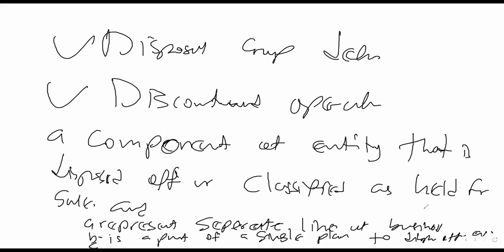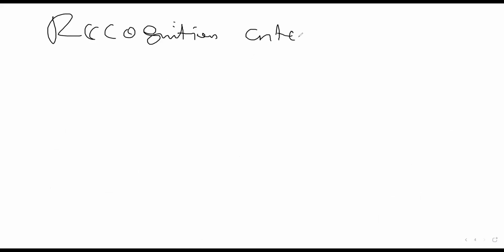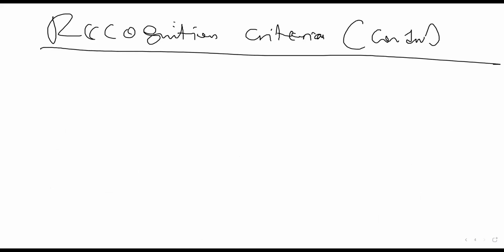So can I go to the recognition criteria? That's the conditions. Recognition criteria, in brackets, the conditions. What are the conditions? But before I go to the conditions, for Part 3 too, I have to also show you something.